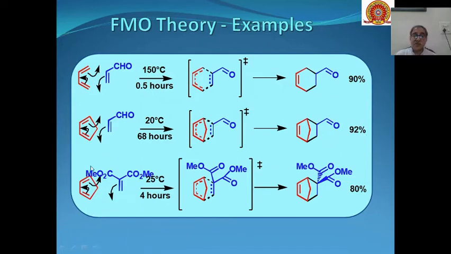Similarly, this dienophile on reaction with cyclopentadiene in 4 hours at 25 degrees centigrade will give you Diels-Alder product in 80% yield. So this is on the basis of FMO theory, frontier molecular orbital theory, that lowest unoccupied orbitals of dienophile and highest occupied molecular orbitals of diene, they will interact to give us the product.